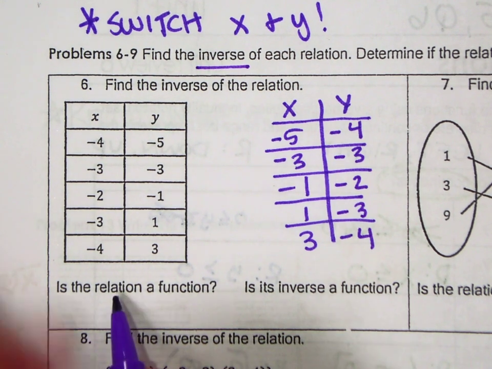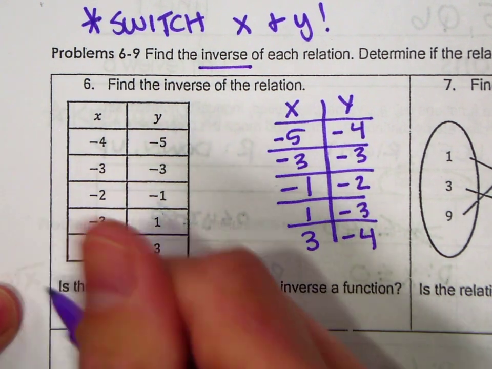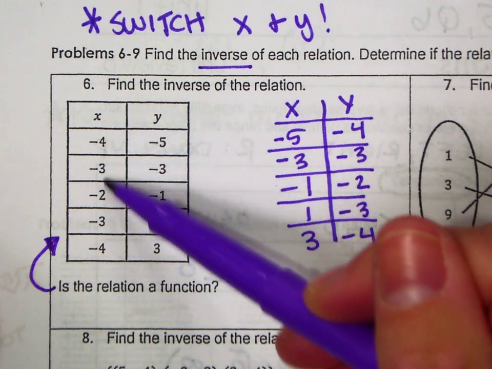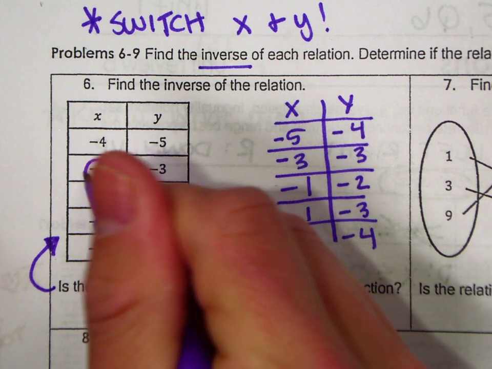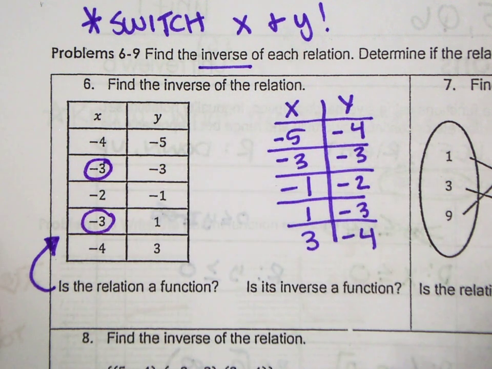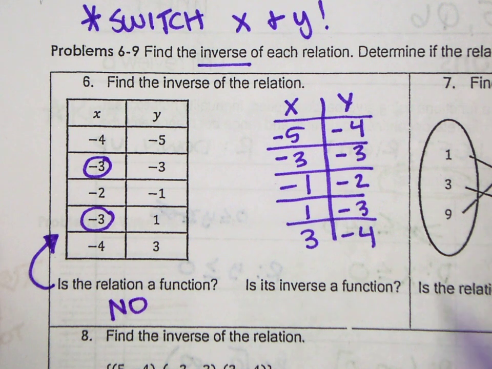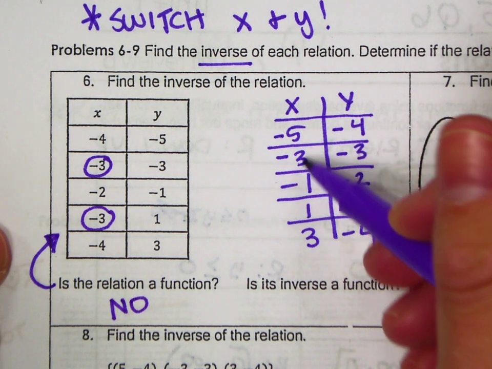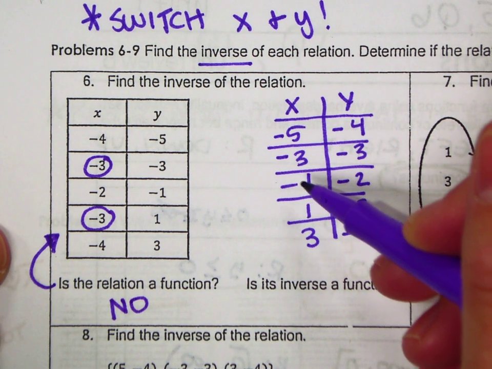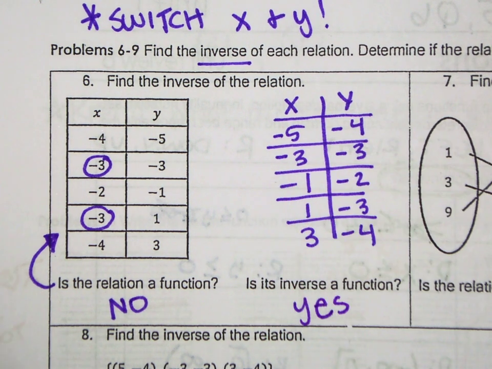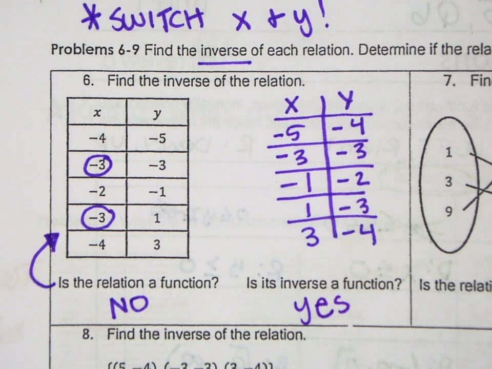Is the relation a function? So when you're talking about the relation, you're talking about the original, and you're looking at the x's. Do any of your x's repeat? Yes, they do. Negative 3 and negative 3 repeat. So the relation is not a function. Now, is the inverse a function? Do any of these x's repeat? No. Negative 1 and 1, those are different. So the inverse is a function because none of the x's repeat.